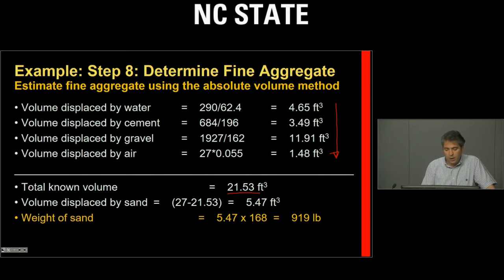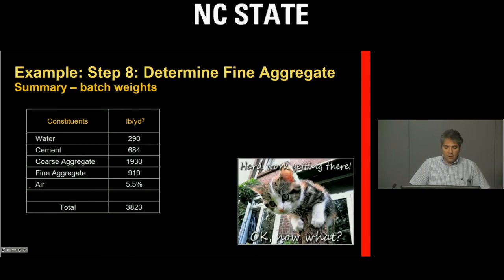27, which is 1 cubic yard, or 27 cubic feet, minus this volume will give us the volume that we need to fill with sand. Now, we know the density of the sand for our local material from the table in our example, and by multiplying that by the volume of the material that we need to fill, we can calculate the weight of the sand that needs to go inside this mixture. All right. So this is really all there is to this.